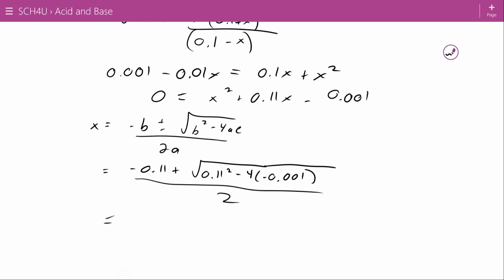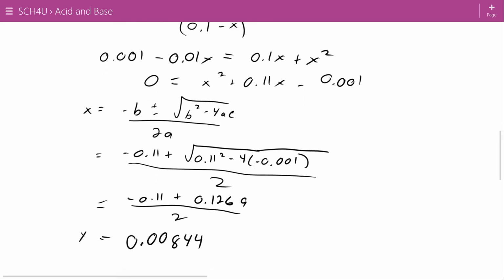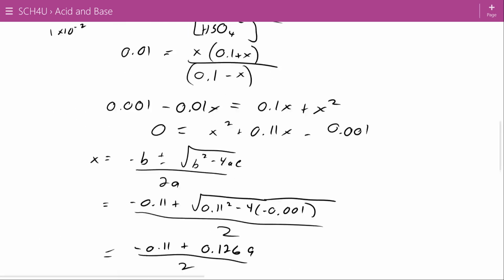So I'm getting negative 0.11 plus 0.1269 all over 2. So my x works out to be 0.00844. You could write that in scientific notation, but again, it's not that bad of a number, and I still prefer not to do that.